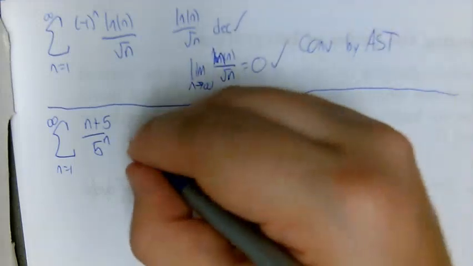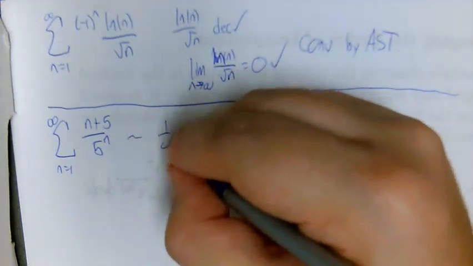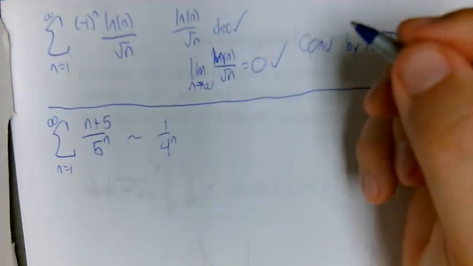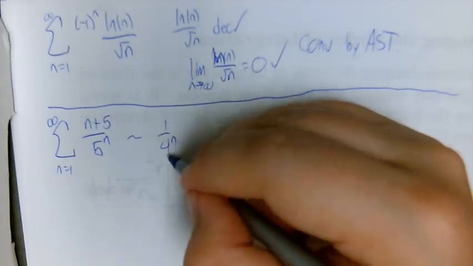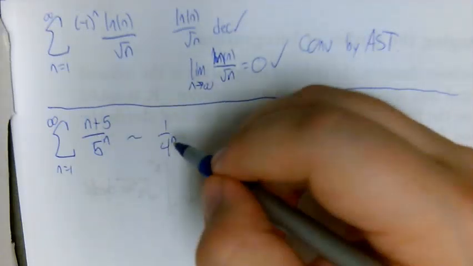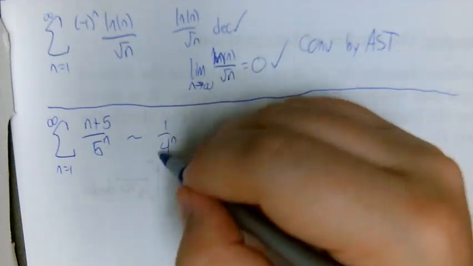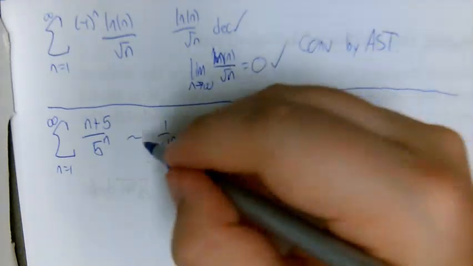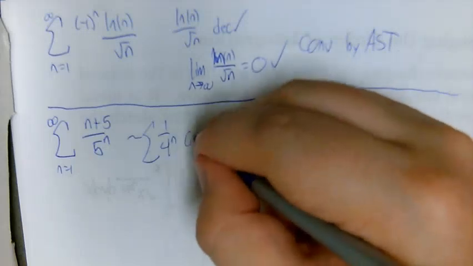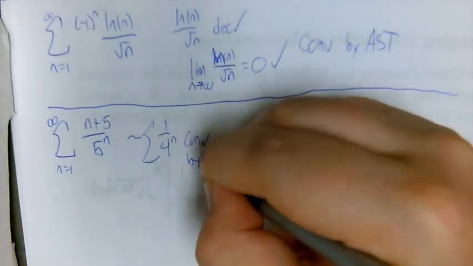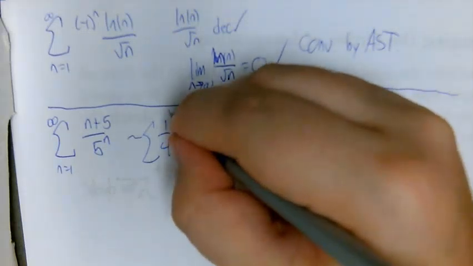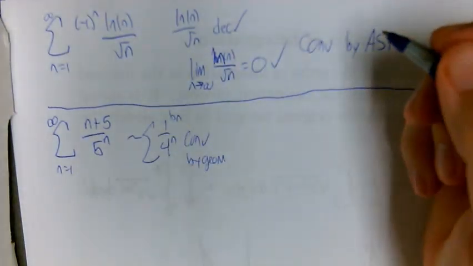So I'm going to compare this instead with 1 over 4 to the n. Now remember, whenever I want to compare something but I think my original comparison won't work, I make it a little bit closer to the threshold. So this is a little bit closer to the threshold for diverging, but this is still going to converge by the geometric series test. So this is going to be my Bn.